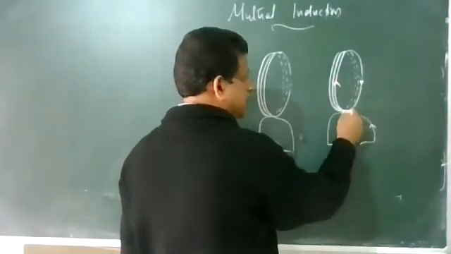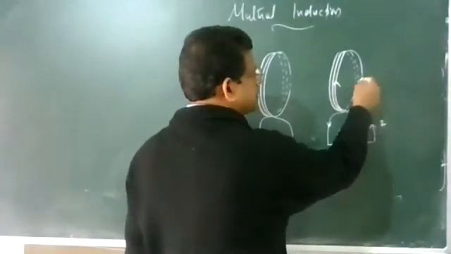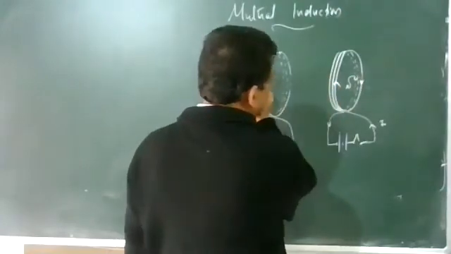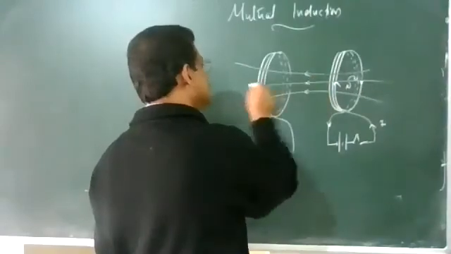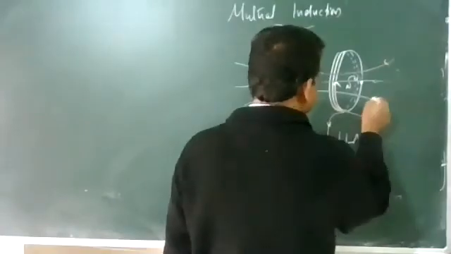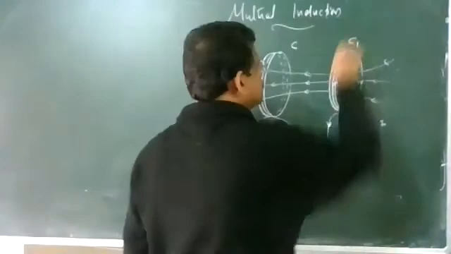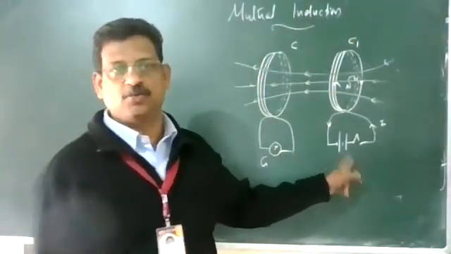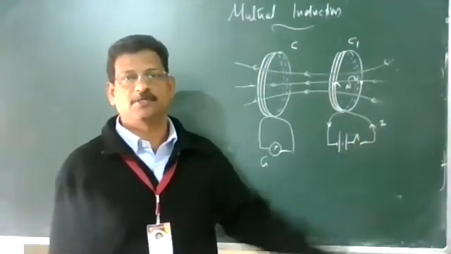So when a current I is flowing here, this side will be south polarity and this side will be north polarity. Magnetic field lines will be formed. This is coil C and C1. The first coil is connected to a galvanometer, the next one is connected to a battery through a tapping key. That is easy for closing and opening.